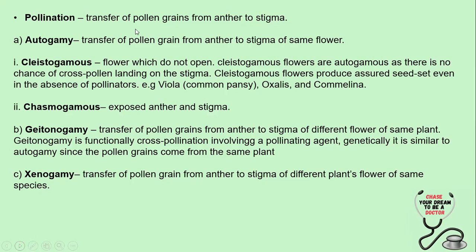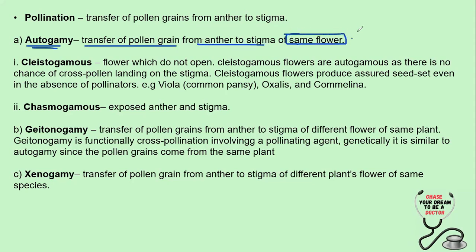Next is pollination. What do you mean by pollination? Pollination is the transfer of pollen grain from the anther to the stigma. That can actually happen by various methods. So the very first method which you are going to study is autogamy. What do you mean by autogamy? It is the transfer of pollen grain from the anther to the stigma of the same flower.